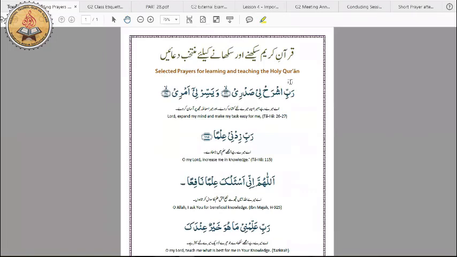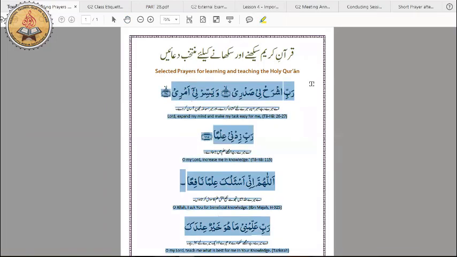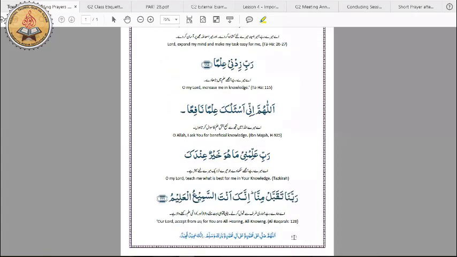So you can start with A'udhu Billah and Bismillah. And actually, can you read today? How about we read a different one? Can you read this last one?